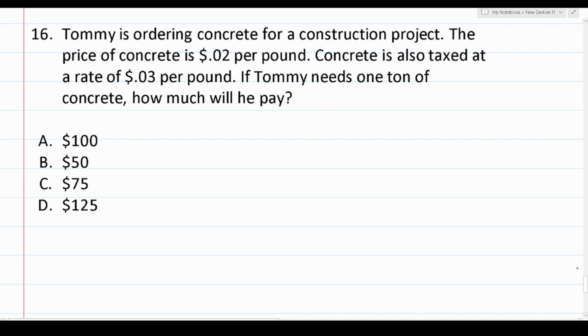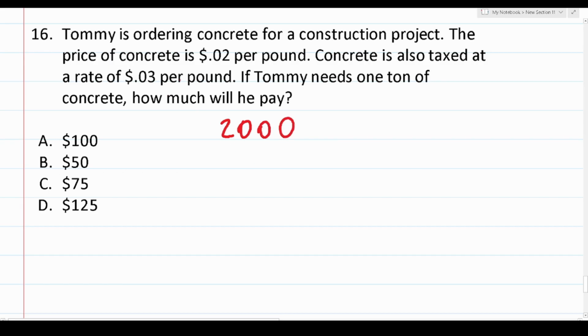All right, number 16 says Tommy is ordering concrete for a construction project. The price of the concrete is 0.02 or 2 cents per pound. Concrete is also taxed at a rate of 3 cents per pound. If Tommy needs 1 ton of concrete, how much will he pay? Okay, so first we have to know 1 ton is the same as 2,000 pounds.